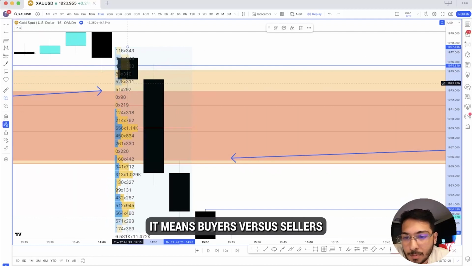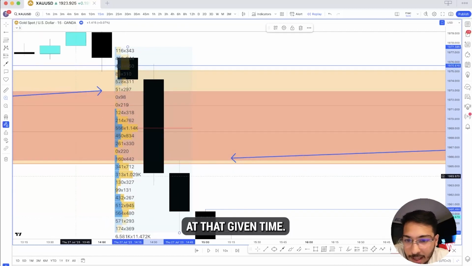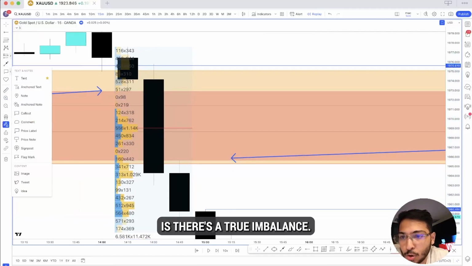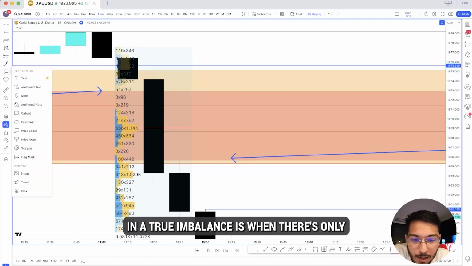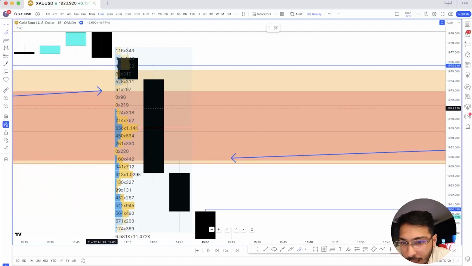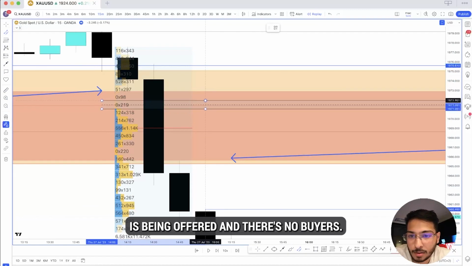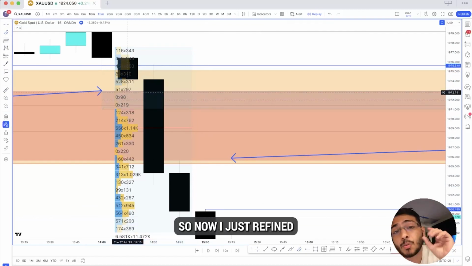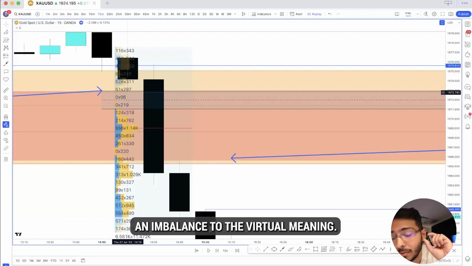What does that mean? It means buyers versus sellers at that given time. What does that mean? There's a true imbalance, and a true imbalance is when there's only sells being offered and there's no buyers. So AKA this zone right here, right? So now I just refined an imbalance to the virtual meaning.